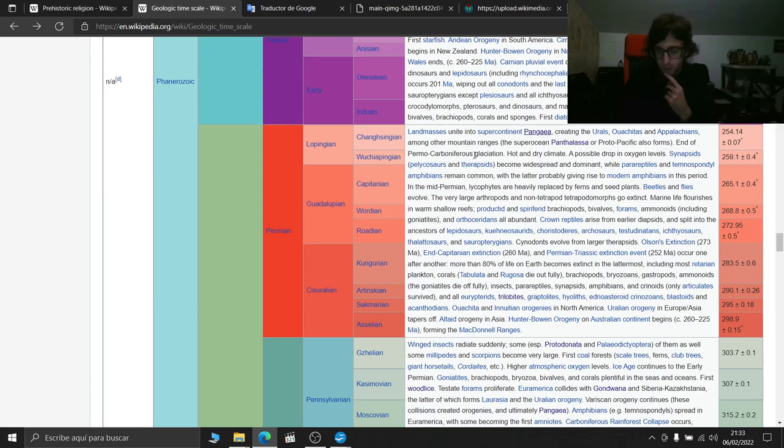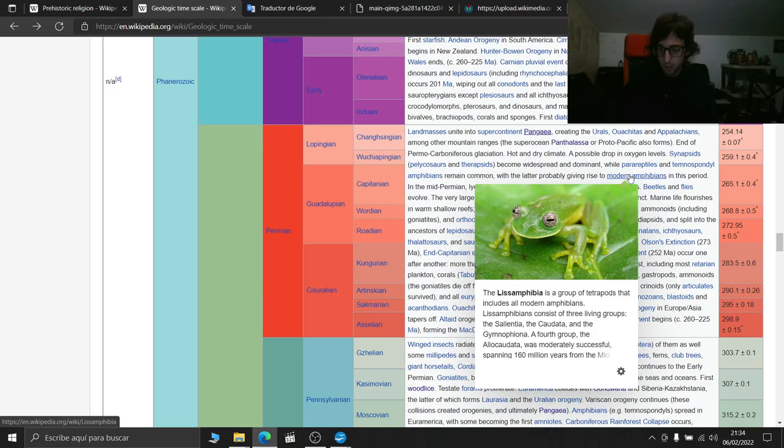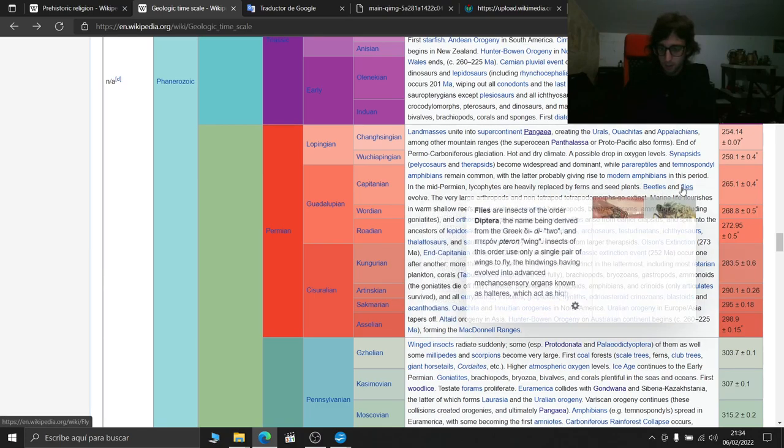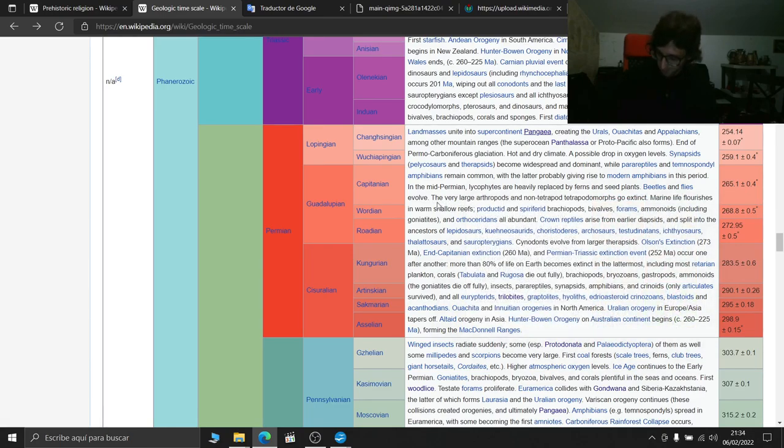End of the Permo-Carboniferous glaciation, hot and dry climate, a possible drop in oxygen levels. Synapsids become widespread and dominant while parareptiles and temnospondyl amphibians remain common, with the latter probably giving rise to modern amphibians in this period. In the mid-Permian, lycopods are heavily replaced by ferns and seed plants. Beetles and flies evolve.